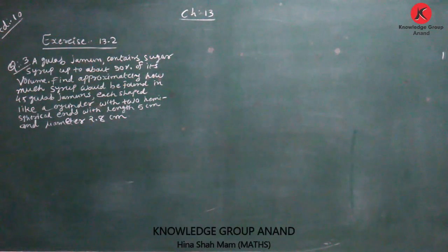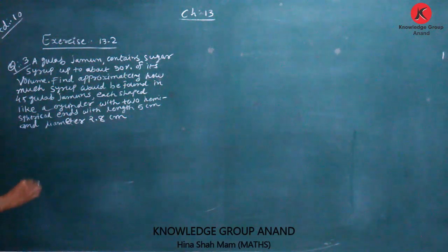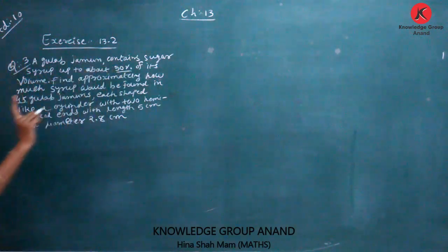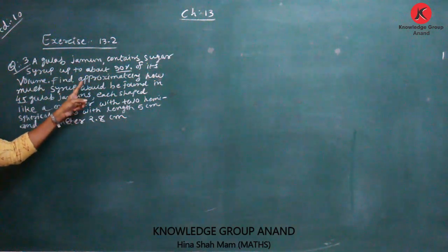Good morning. Now exercise 13.2, question number 3. A gulab jamun contains sugar syrup up to about 30% of its volume. Find approximately how much syrup would be found in 45 gulab jamuns. The syrup is 30% of its volume.